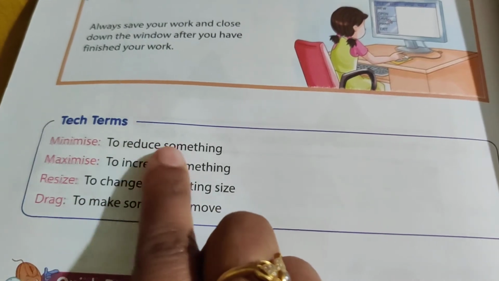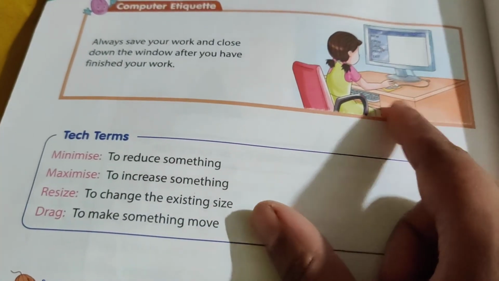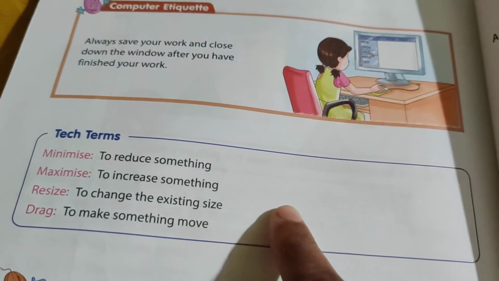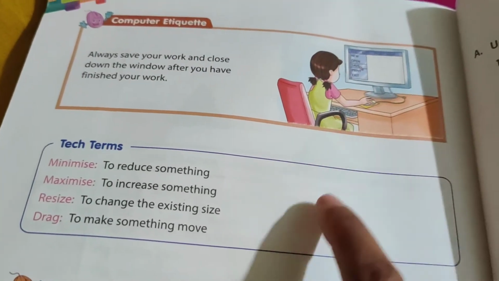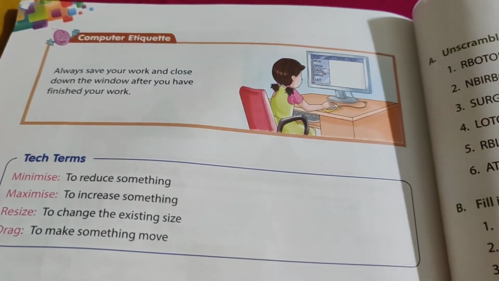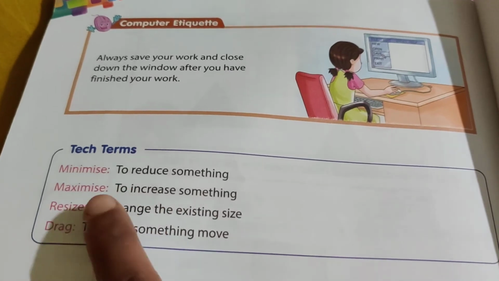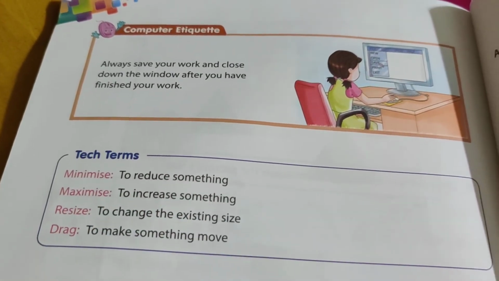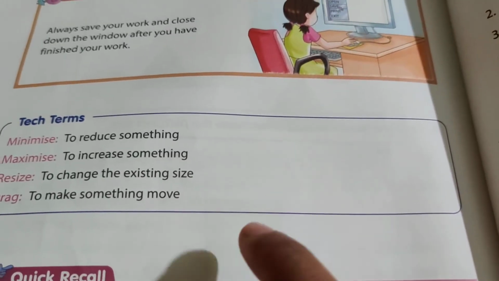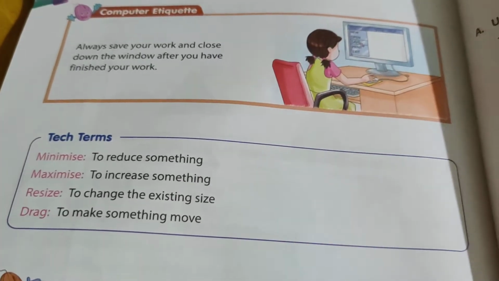Minimize means to reduce something. When you click on minimize, your Paint window will go to the taskbar. Okay, it will show on the taskbar. Maximize means to increase something. When I click on this taskbar item, my picture will show in the window.